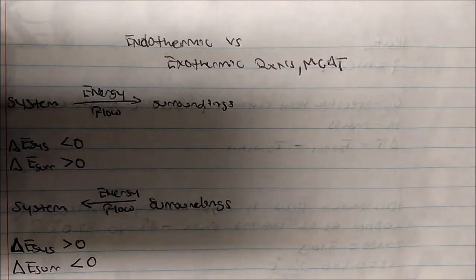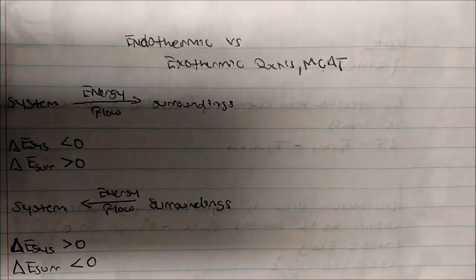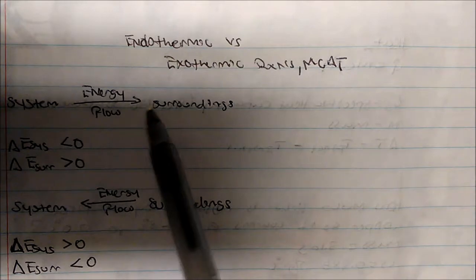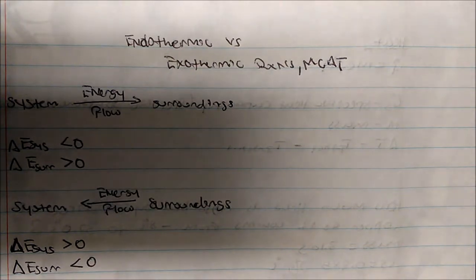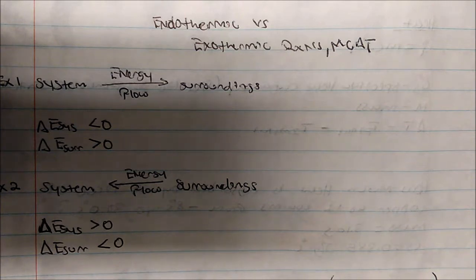So in this video, we're going to talk about the idea of the endothermic reaction versus exothermic reaction. And what really is being transferred is actually heat, which has a specific formula. If we have some sort of system and we have some sort of energy flow out into the surroundings, then we say the change in energy of the system is actually less than zero. So we should have a negative sign.